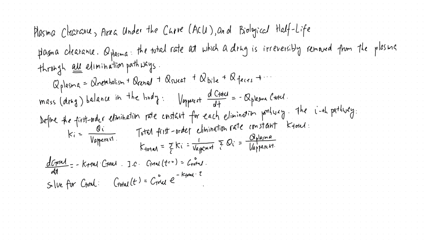So if the dose is given, we call it D drug, then the initial condition C total naught is just D drug divided by V apparent.